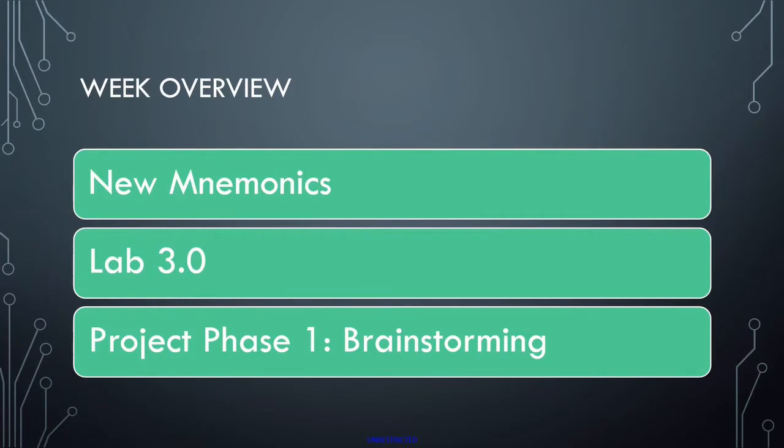This week we'll be looking at a couple of new mnemonics that you're going to be using in your programs for Lab 3. And so naturally we'll also go over Lab 3, what that entails, and then what we'll spend the majority of our time reviewing this week is the first phase of your project, which is the brainstorming phase. So there's a couple activities associated with that.